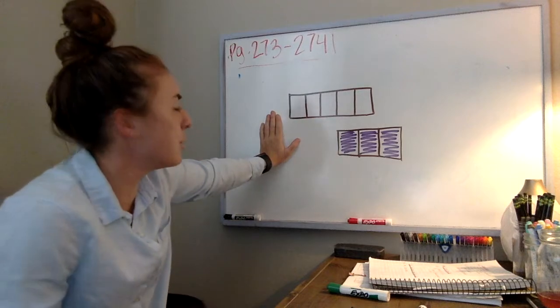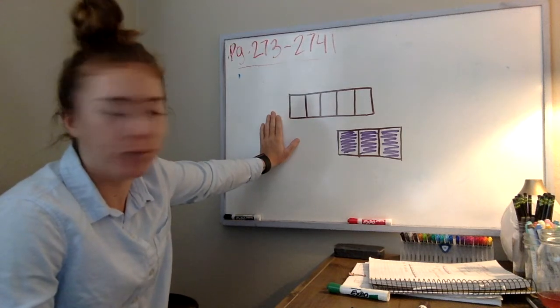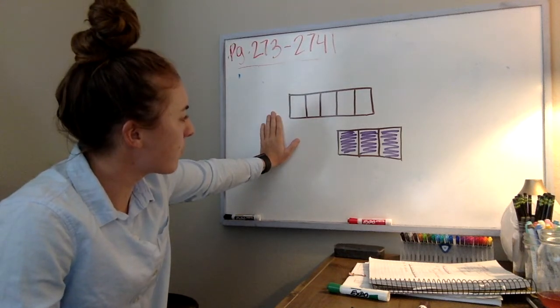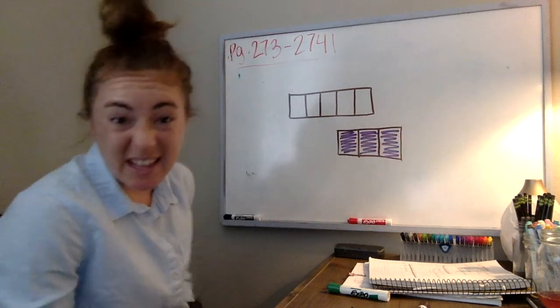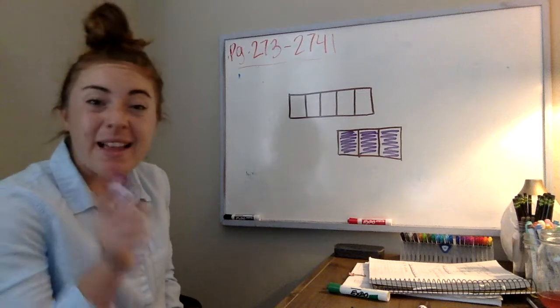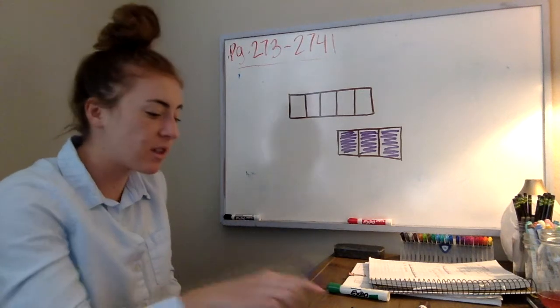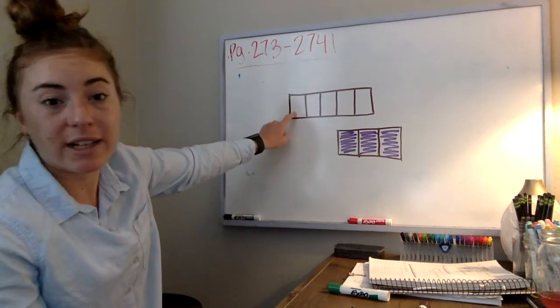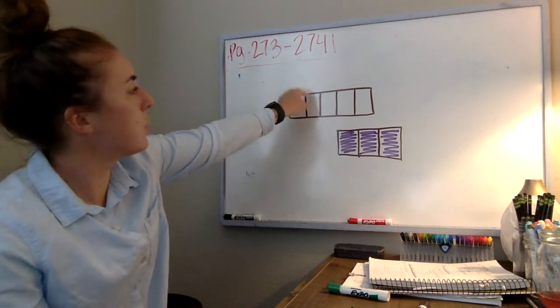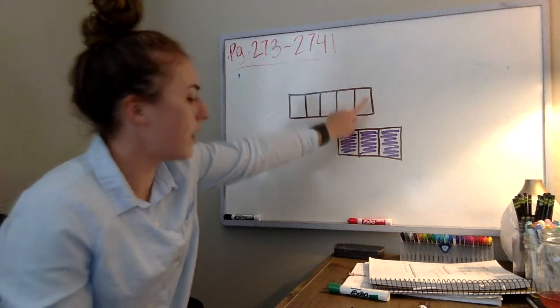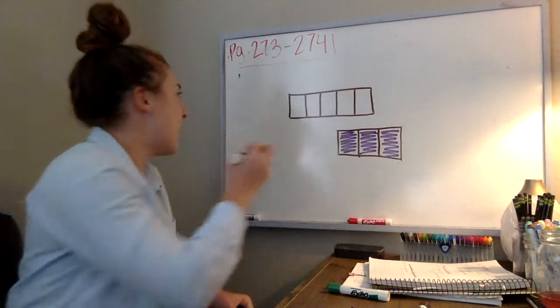I have 2 more rectangles, and I'm wondering, which one do you think is longer? Which rectangle do you think is longer? Are you thinking this one because it's farther that way? That's a really good guess. But let's count our squares first. So let's count our squares in this rectangle. Ready? 1, 2, 3, 4, 5. I see 5.